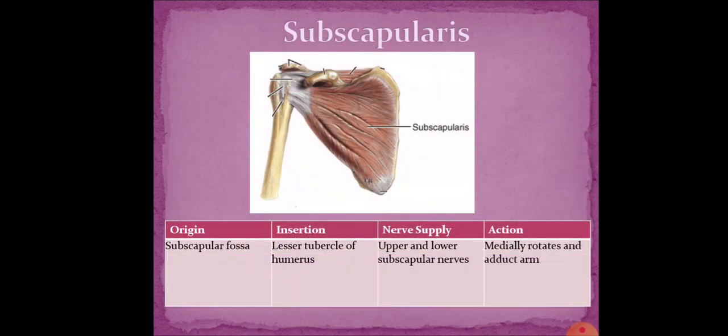Subscapularis originates from the subscapular fossa and is inserted into the lesser tuberosity. Nerve supply: upper and lower subscapular nerve. Action: abduction and medial rotation of the shoulder.